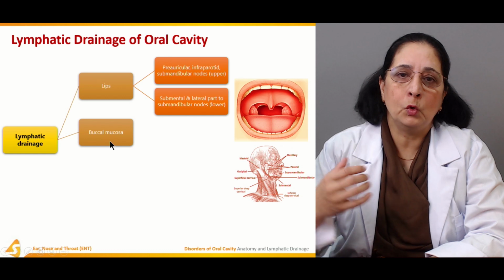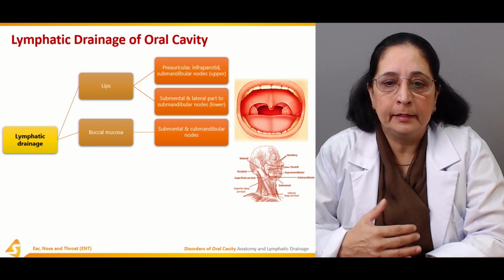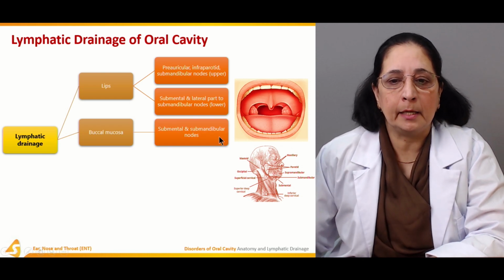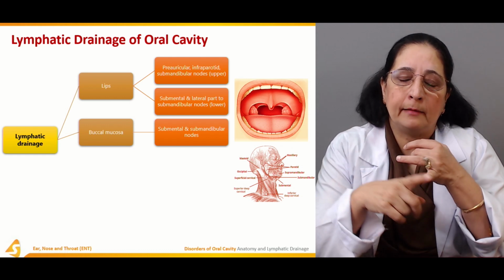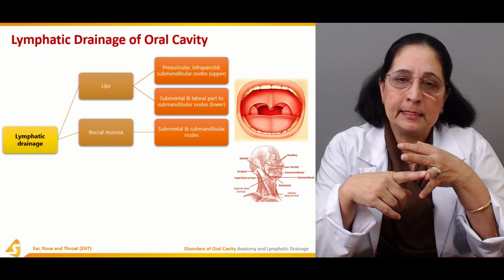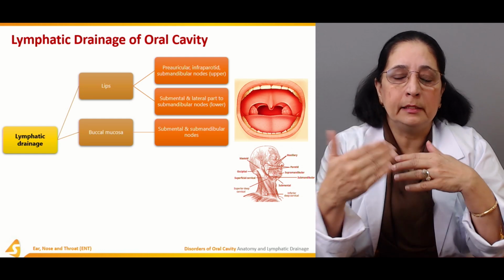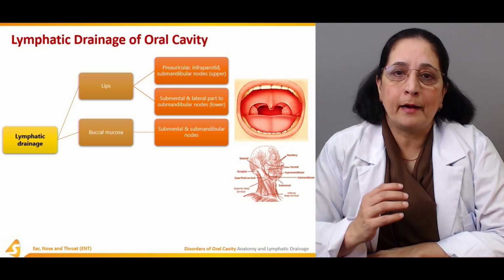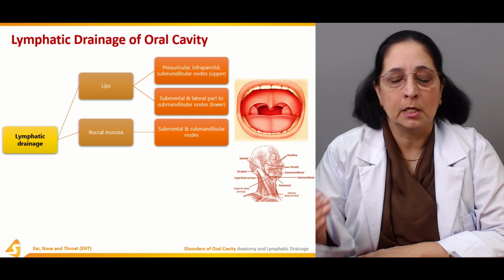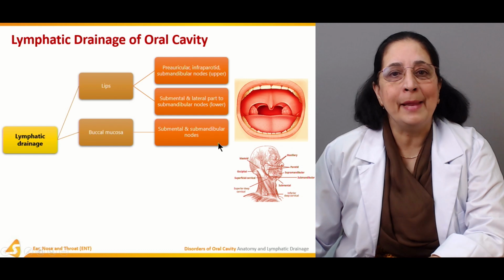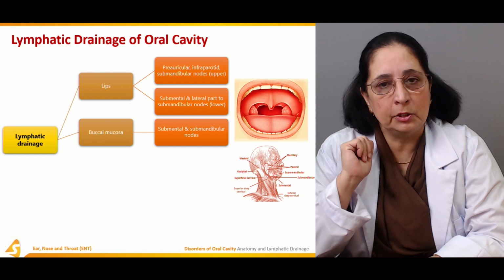Then we have buccal mucosa. Buccal mucosa is the mucosa that lines the cheek. They drain into submental and submandibular nodes. So the lymph nodes present around the oral cavity are the submandibular, submental, infraparotid and preauricular. These are the lymph nodes which are present around the oral cavity, and the different parts drain into these lymph nodes. So buccal mucosa drains into submental, below the chin, and submandibular, under the mandible.